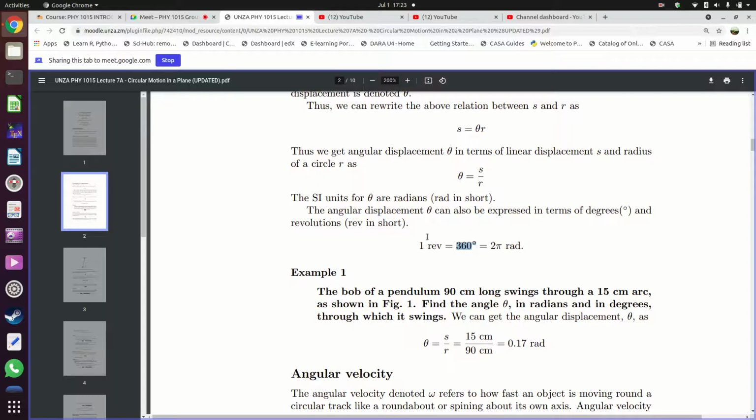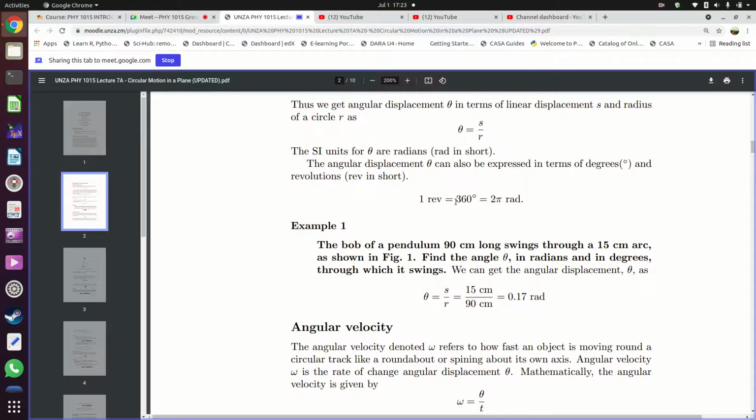Right now you have 2 ways of measuring angular displacement. You can measure it in terms of radians. You can also measure it in terms of degrees, but it's also possible to measure angular displacement in terms of revolutions, how many times you have gone around a circle. So if you go around a circle once, that is 1 revolution. That 1 revolution is equivalent to 360 degrees, and that is also equivalent to 2 pi radians.